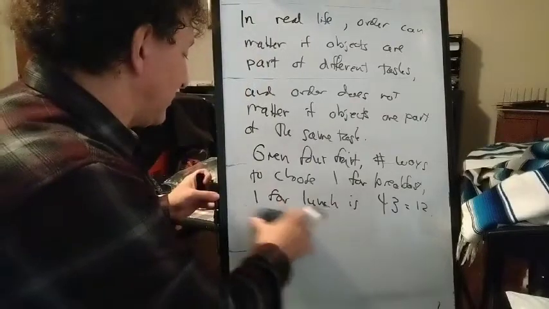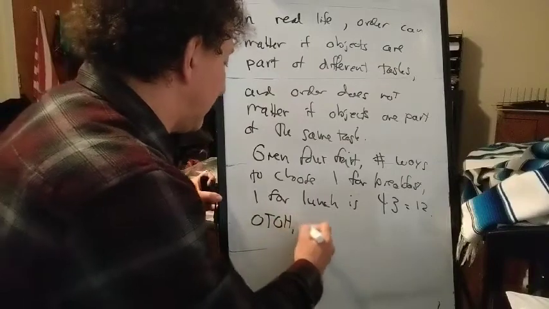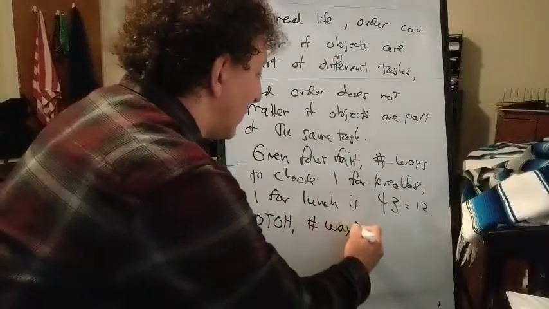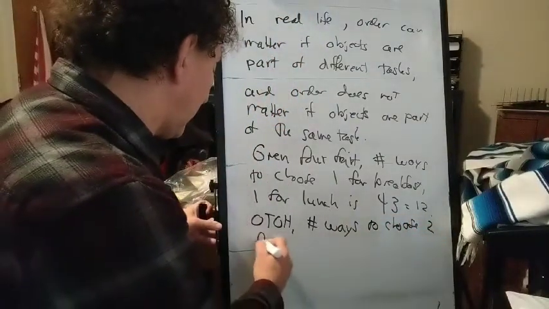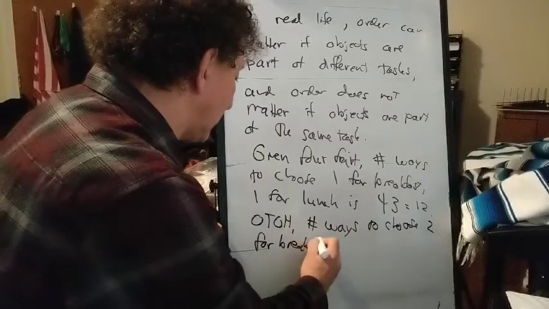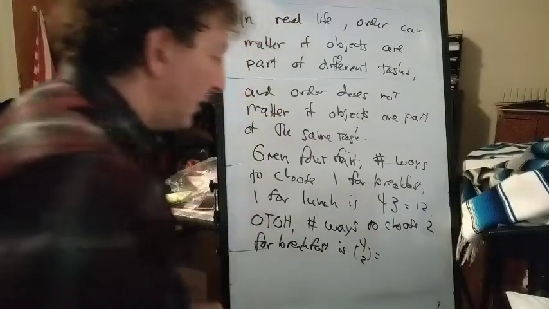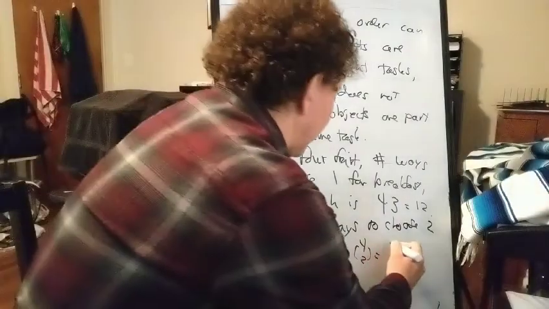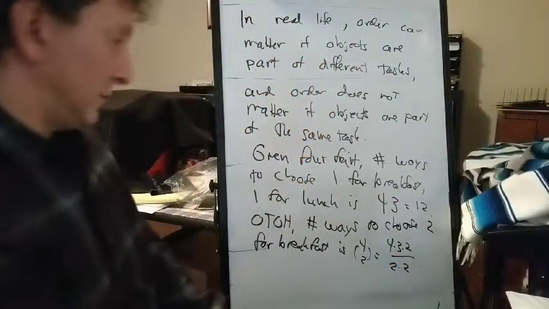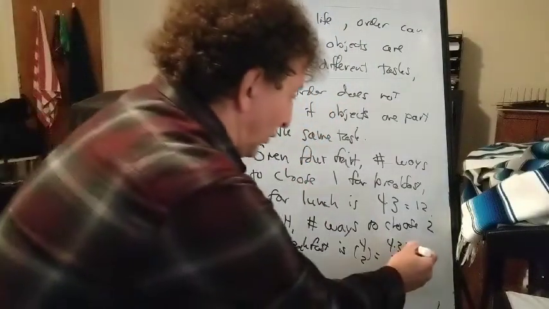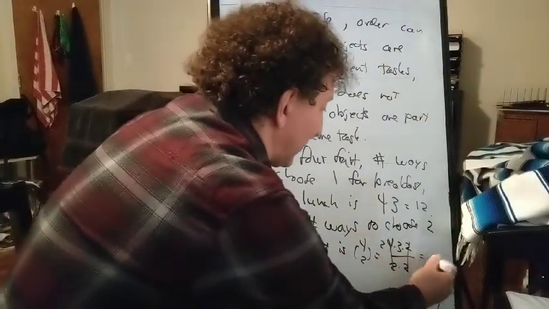Alright, given 4 fruit, I'll just leave that the same. On the other hand, the number of ways to choose 2 for breakfast is 4 choose 2. 4 choose 2 is 6 because 4 factorial is 4 times 3 times 2 over 2 factorial times 2 factorial is, let's see, 2 and 2 cancel, and then 4 and 2 cancel to make 2. 2 times 3 is 6.